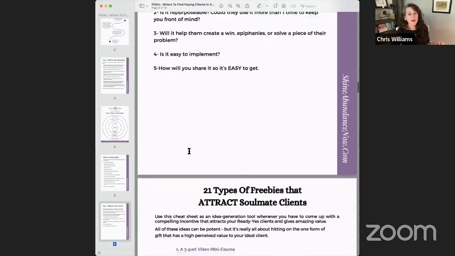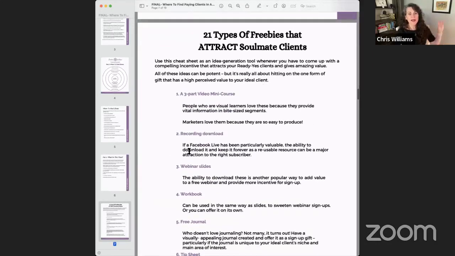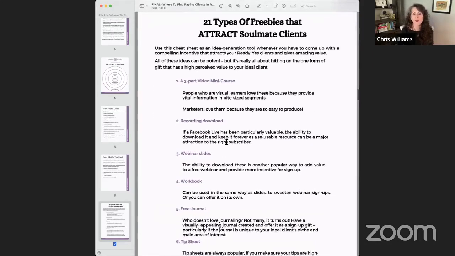So let's take a look at the 21 types of freebies that attract soulmate clients. Why do I say it's attracting them? Because it's giving them something to get their attention. Okay, they're walking on the freeway. You're going to get their attention. You're going to invite them to have a seat on the bench. You're going to give them value, help them to create a quick win. And then if it feels good to them, and if it feels good to you, you're going to invite them to have a conversation with you on the porch swing to see which one of the resources you have, if any, are going to serve them.